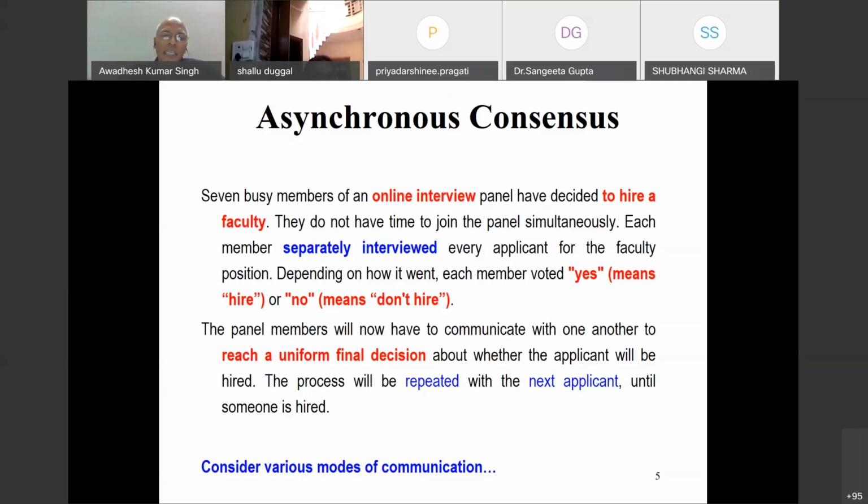Later on, all the experts need to communicate with each other or transfer their input, so that finally they reach a particular consensus on whether a particular candidate is to be hired or not. So this is another informal example for understanding consensus.